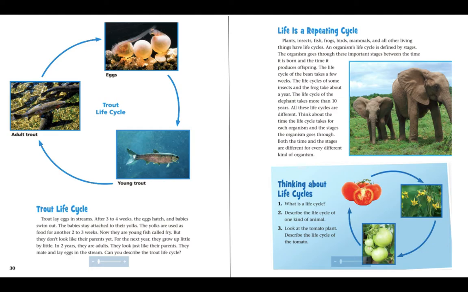In 2 years, they are adults. They look just like their parents. They mate and lay eggs in the stream. Can you describe the trout life cycle?